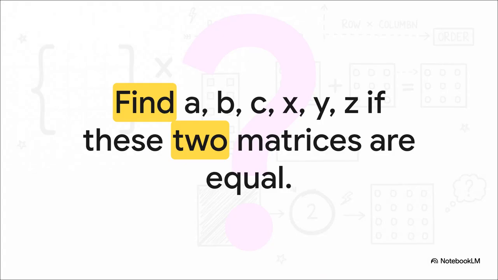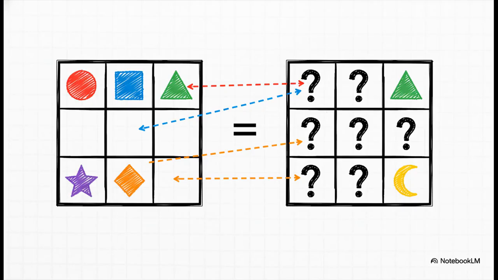Okay, enough theory, right? Let's see if we can use what we learned to solve a real exam-style question. This will really show you how easy it is. The question says these two matrices are equal. Our job is to find the values of all those letters, A, B, C, X, Y, and Z. Don't let it scare you. It's easier than it looks. So, what's our game plan?